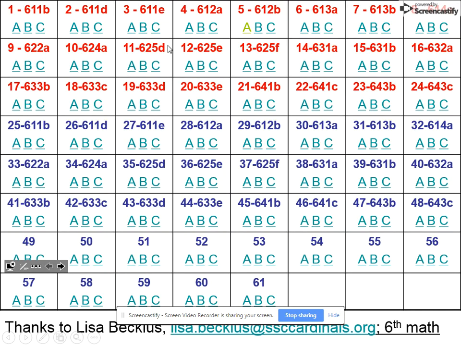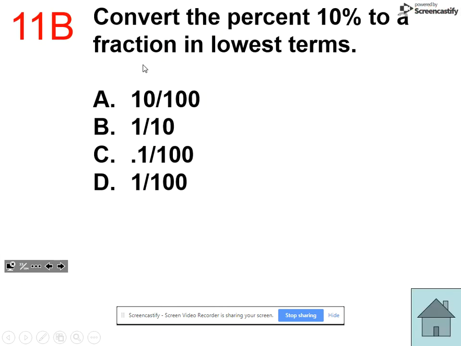Okay, next question is 11B. Convert the percent 10% to a fraction in lowest terms. Remember, guys, you're just doing your best. There are a lot of these that you don't know yet, and that's fine. Go ahead and do your best on this one. Pause the video now until students are ready.